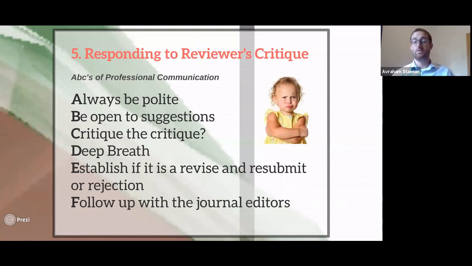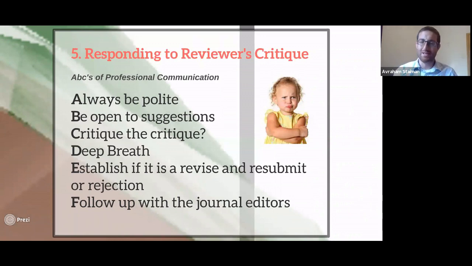E, establish if it's a revise and resubmit or rejection. Sometimes it can be a bit confusing. They send me feedback. I don't know whether they still want the paper or don't want the paper. There's no problem following up with the journal editors, asking them what they meant, asking them to clarify, understanding that even those responses may take time, but really establishing whether our paper has a chance or not.